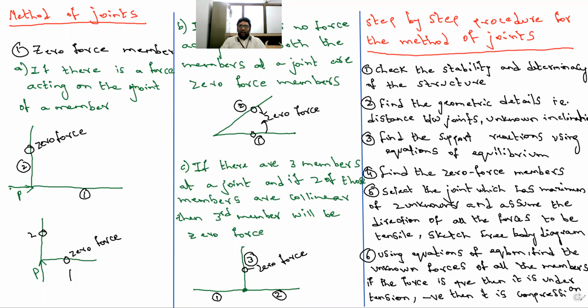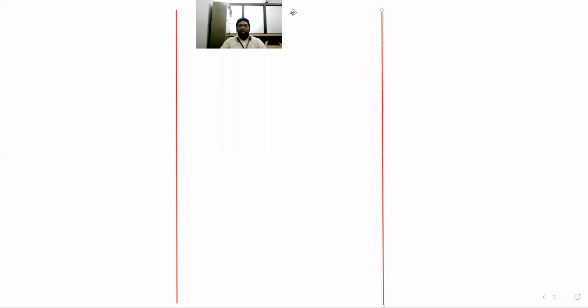So this is a 6-step process. And lastly, repeat the same process for all the members. First we have selected one joint. Like that, we need to select other joints and then continue the problem. For every joint, we need to follow the same procedure. It's one of the easiest problems in the overall course to solve.